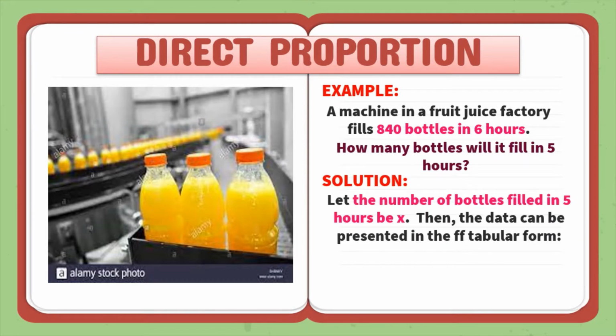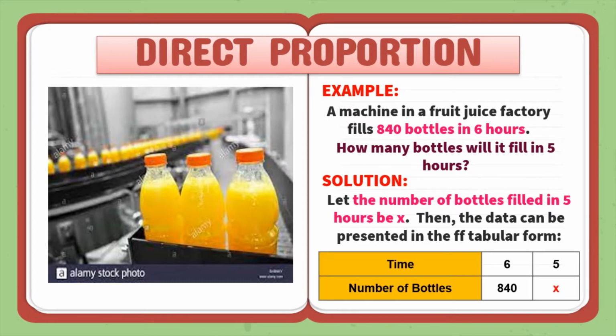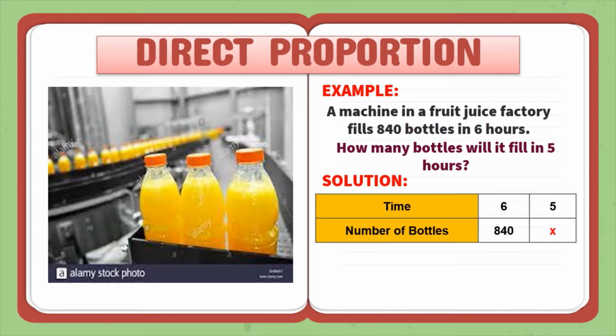So, solution, let the number of bottles filled in 5 hours be x. Then, the data can be presented in the following tabular form. Mas madali siyang tingnan kapag naka-table na katulad dito. So, yung time, 6 hours. Tapos, yung number of bottles na mapuproduce niya is 840. Then, the other column, 5 hours. So, ilan daw yung number of bottles ng juice na mapuproduce? So, 6 is to 840 is equal to 5 is to x.